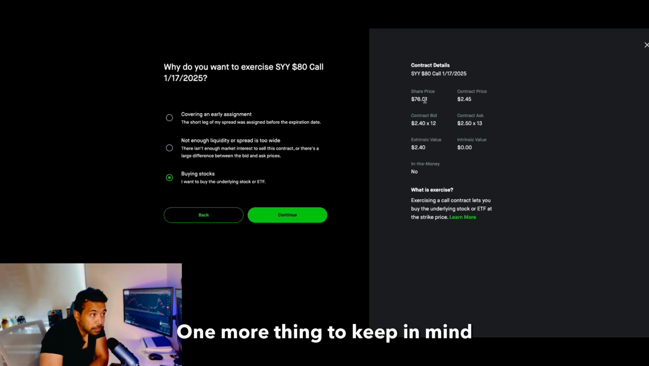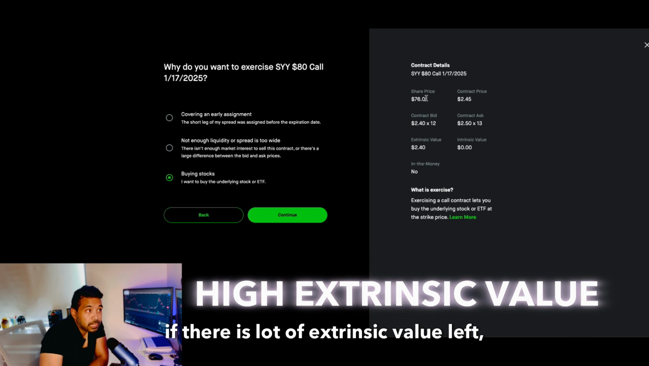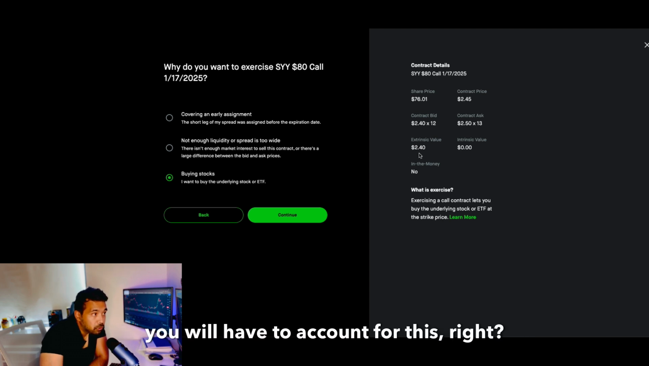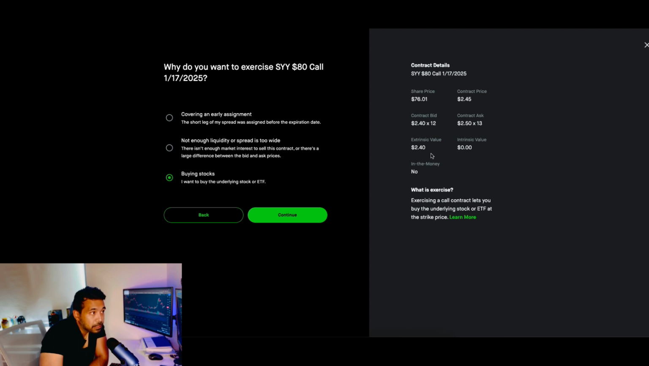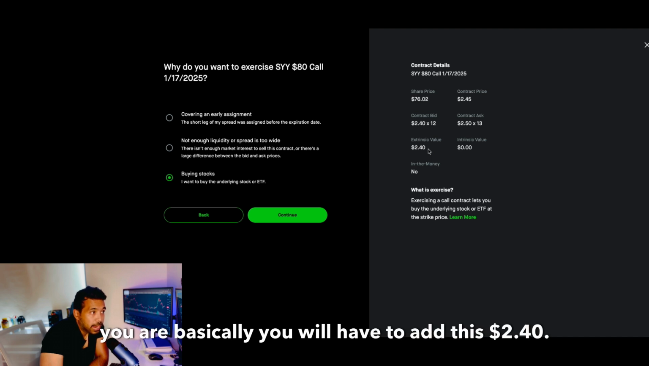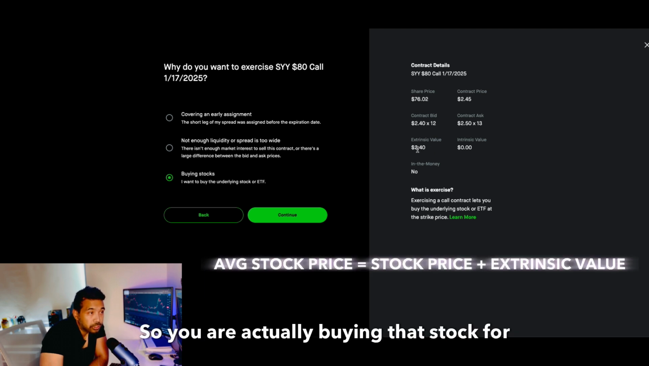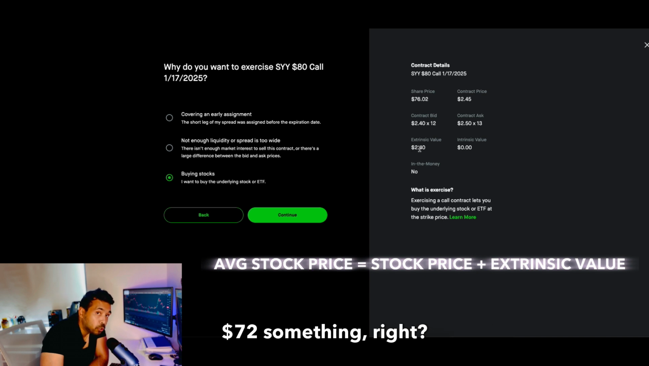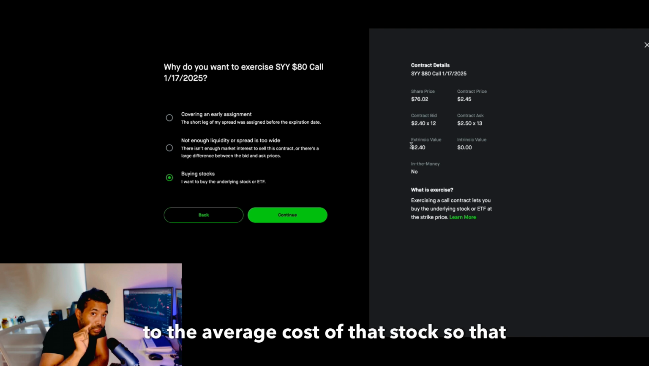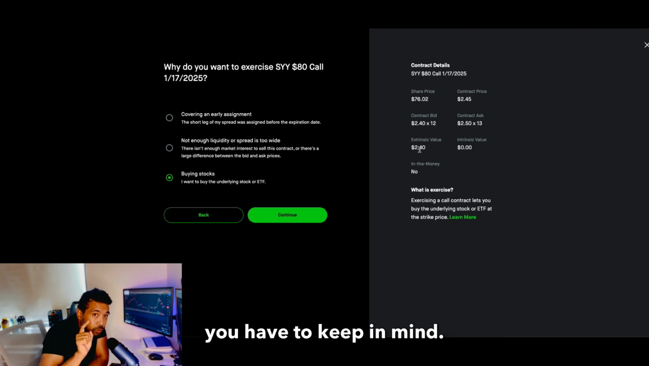One more thing to keep in mind, if there is a lot of extrinsic value left. It shows here the extrinsic value, this is still having $2.40 of extrinsic value. When you exercise, you will have to account for this. So if the stock price is, let's say, 70, and you exercise that, you will have to add this $2.40. So you are actually buying that stock for $72 something, because this extrinsic value gets added to the average cost of that stock. So that you have to keep in mind.